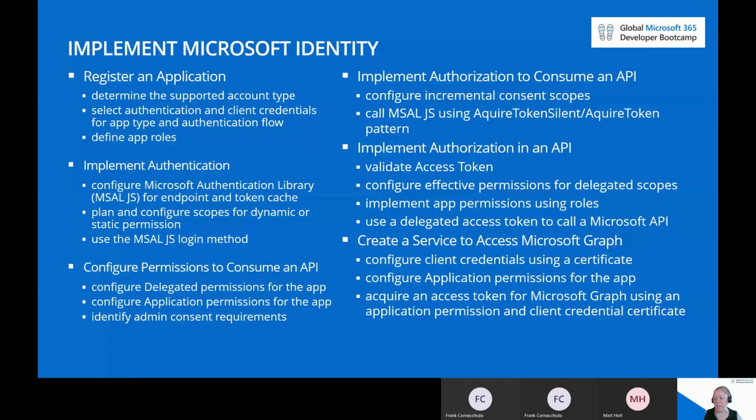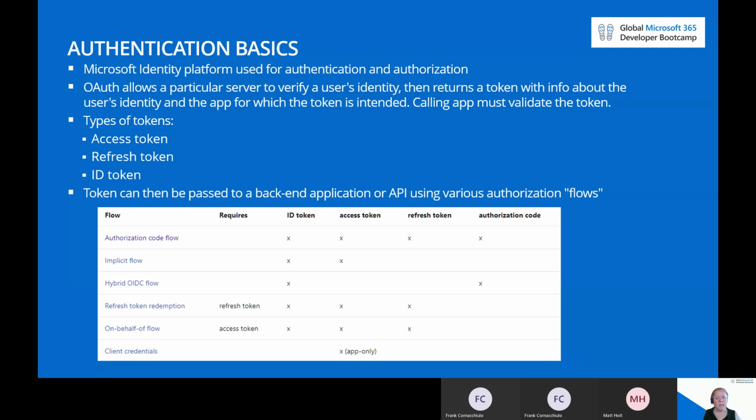So let's walk through the authentication basics here. First of all, there's different terminology for it. It used to be Azure Active Directory authentication. Now it's just called the Microsoft Identity Platform. And keep in mind that there's both authentication and authorization, and those are 2 different things. Authentication says, is this person who they say they are? And then authorization says, now that I know who they are, what do they have access to?